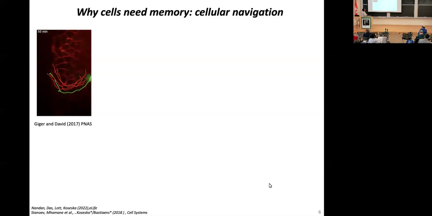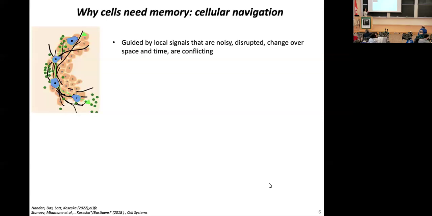its path upwards. So if I put this into a cartoon, this means that I am a cell and I need to move a long distance. And this is the case, for example, during development, but the same problem arises also during wound healing. So you have to move along a very crowded tissue. You are guided only by local signals or chemicals that the cells are secreting. These signals will be noisy, they will be disrupted, they appear and disappear.